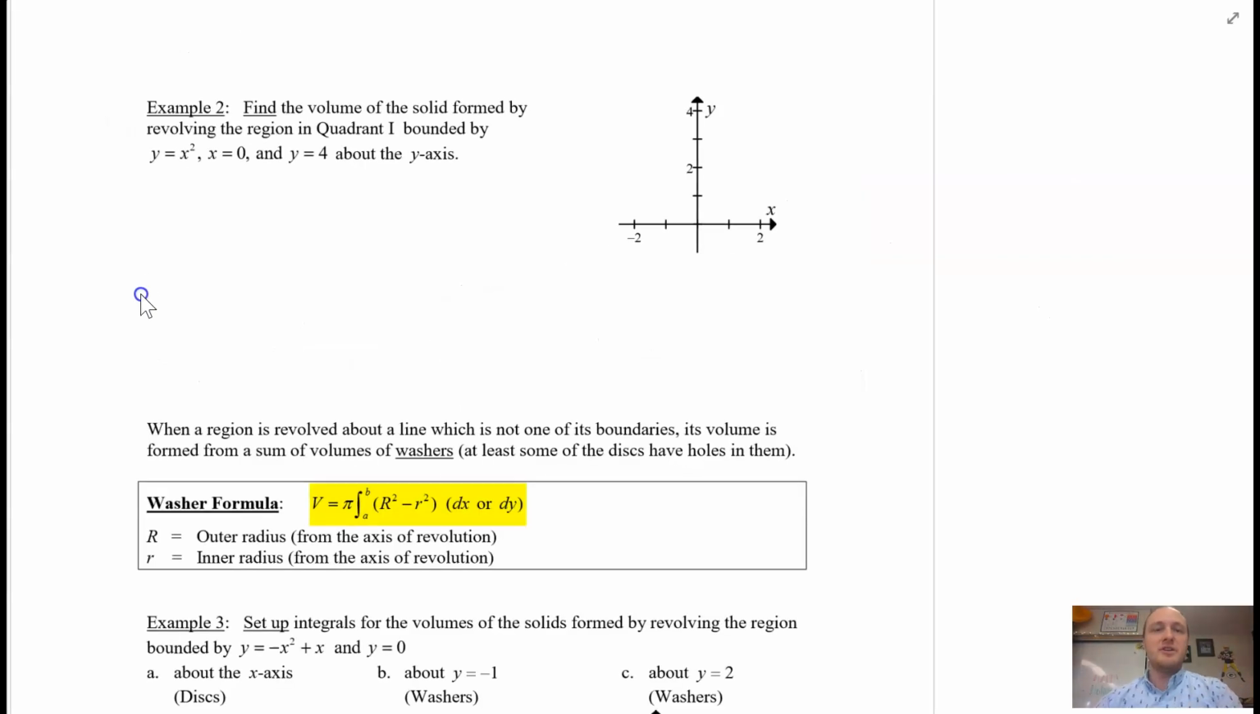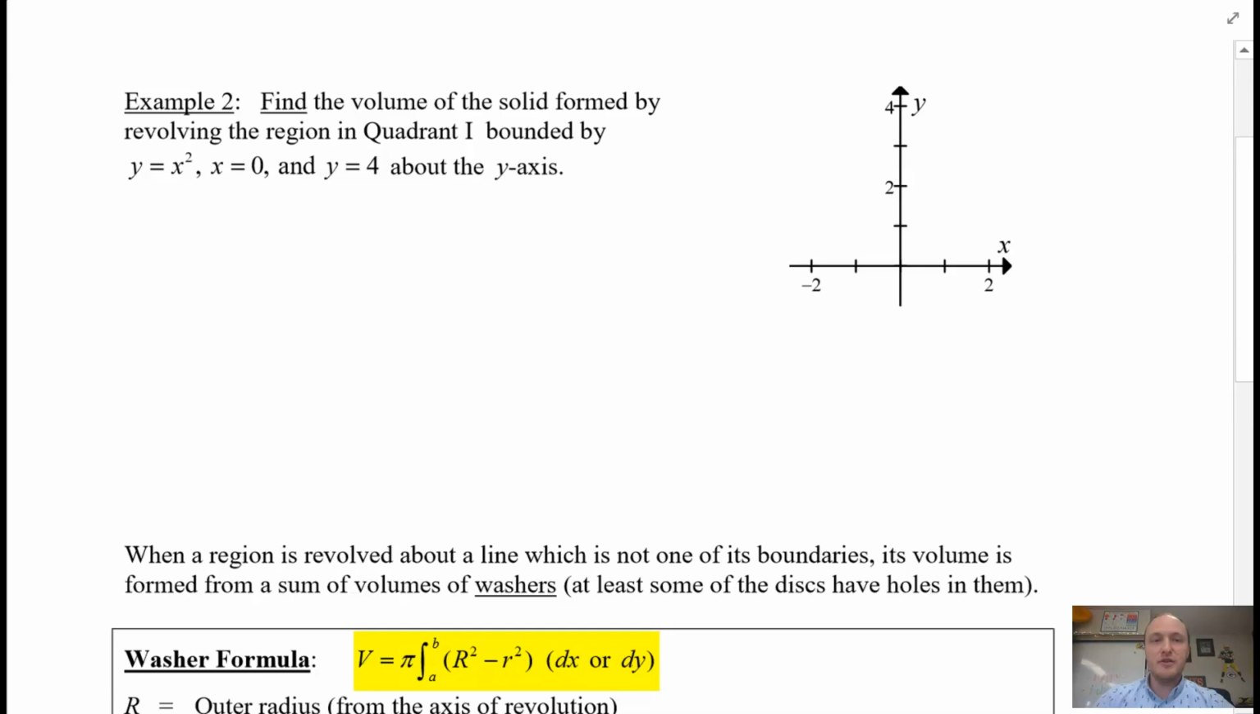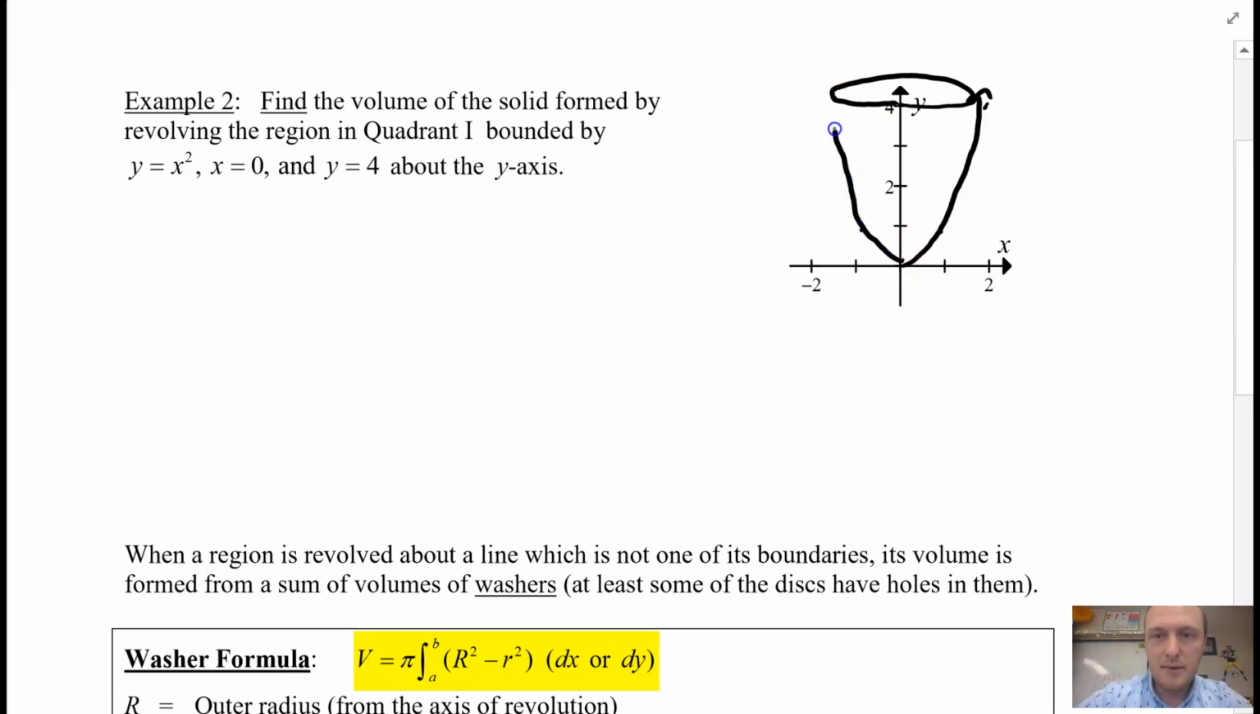Example 2, they want us to find the volume of a solid formed by revolving the region in quadrant 1 bounded by y equals x squared, x equals 0, and y equals 4 about the y-axis. So notice this time we are rotating about the y-axis. So here's our line, and we're going to spin it this way. Our function will look something like this. So there's our solid, and we're rotating this way.